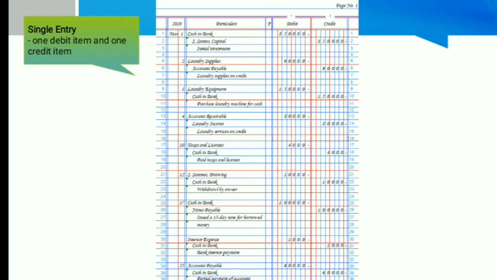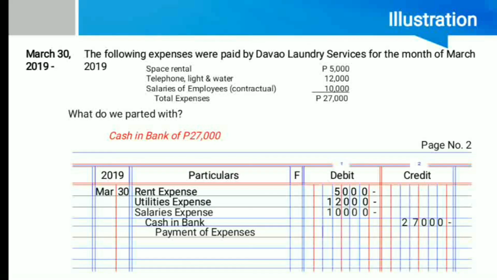And then the previous entries we have prior to March 30, 2019 are all single entries. It consists of one debit item and one credit item. Another thing, if you guys notice in our journal entries, the debit amount is always equal to the credit amount. Say for example, in this last journal entry of Davao Laundry Services, the credit amount is 27,000 pesos. And if you're going to total the debit amounts, it will also equal 27,000 pesos. So 5,000 plus 12,000 plus 10,000, it's 27,000 pesos. So the debit total is now equal to the credit total. So this is the rule of the debit and credit. The debit must always be equal to the credit, or the left must always be equal to the right, or the value received must always be equal to the value parted with.